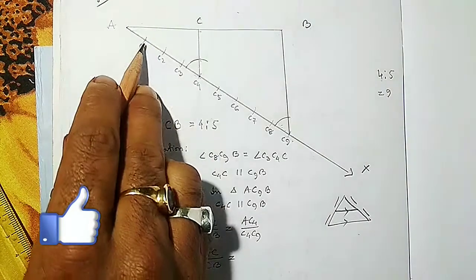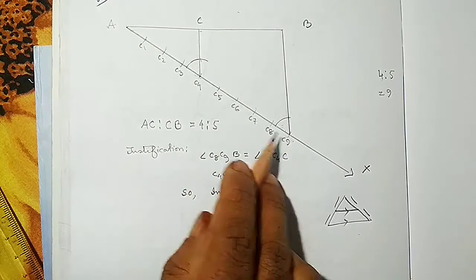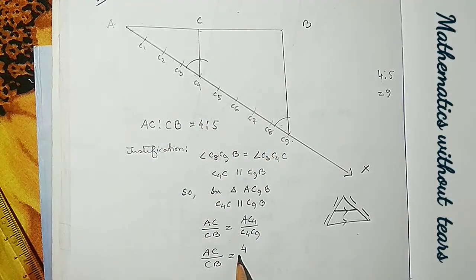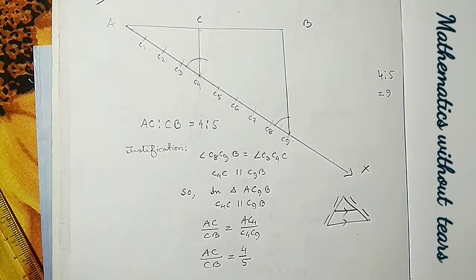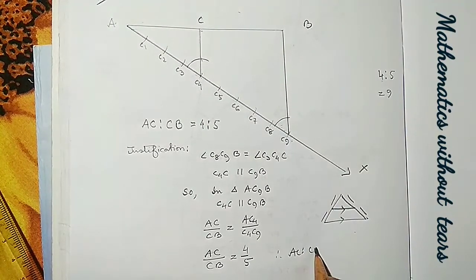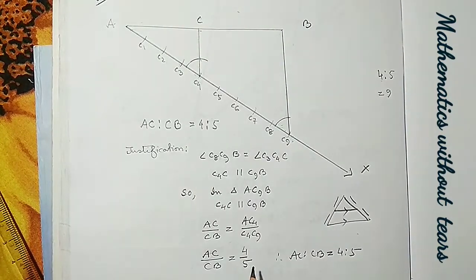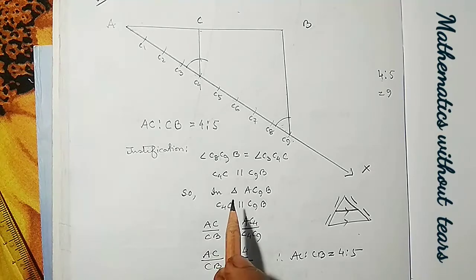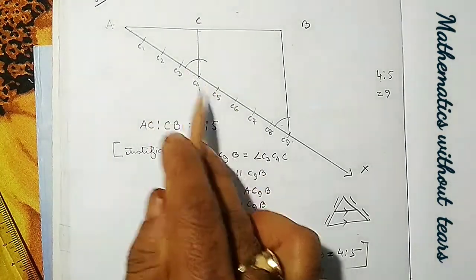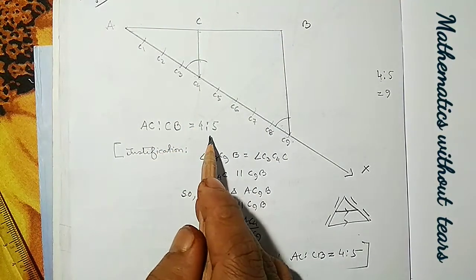Okay, so AC by CB equals, what is AC4? AC4, 1, 2, 3, 4. I can write 4 here. And C4C9, 1, 2, 3, 4, 5. So 4 by 5. Therefore AC is to CB is 4:5. In the exam, this justification is not required. Only for your understanding, I have written this justification section. What we need is this construction only, and ultimately you write AC is to CB is 4:5.